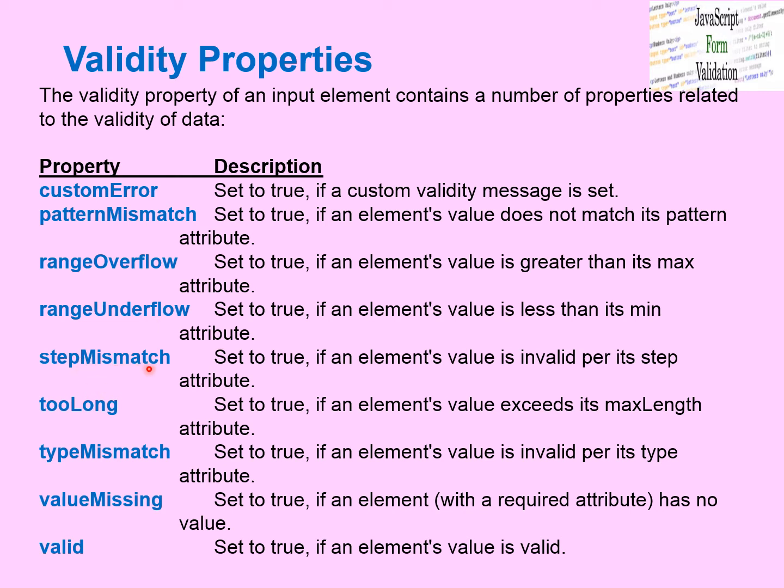Then step mismatch. It sets to true if an element's value is invalid for its step attribute. Then too long. It sets to true if an element's value exceeds its maximum length attribute. Then type mismatch. It sets to true if an element's value is invalid for its type attribute. Then value missing. It sets to true if an element has no value. Then valid. It sets to true if an element's value is valid. So these are some of the validity properties which are used to check the validity of the data.